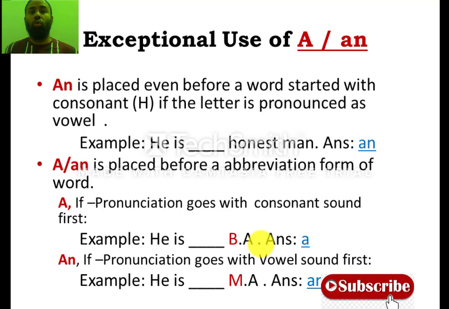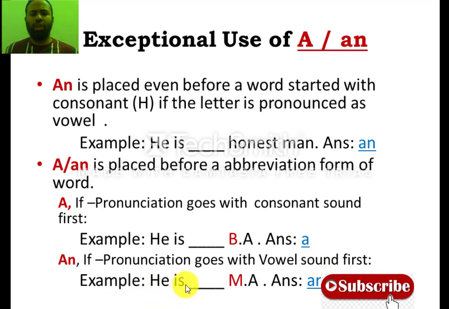Okay, so where you should use a before an abbreviation form and where an? If the pronunciation goes with a consonant sound, you have to use a. Suppose he is B-A, B, B. That means the first sound is a consonant, then comes a vowel. That is why you have to use a. And the next one, if the pronunciation goes with a vowel sound first, then you have to use an.